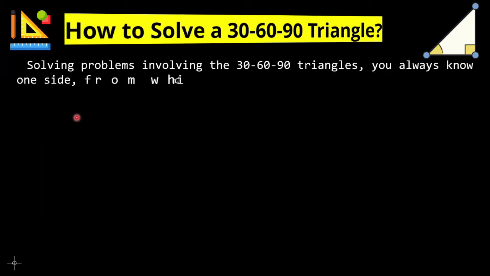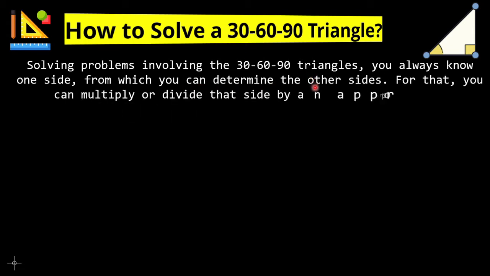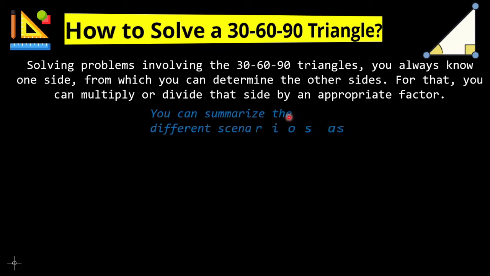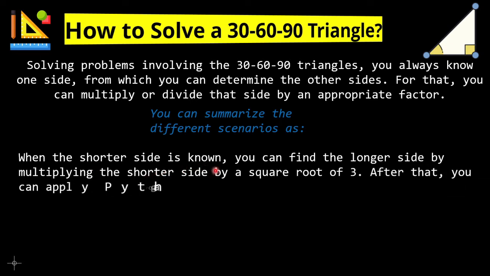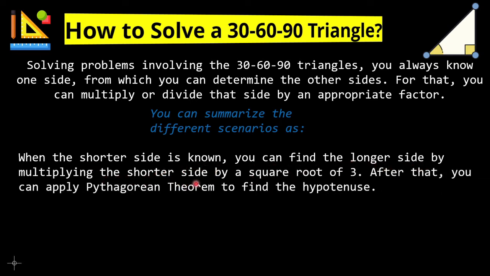Now, solving problem involving 30-60-90 triangles, you always know one side from which you can determine the other sides. For that, you can multiply or divide that side by an appropriate factor. Okay, you can summarize the different scenarios as, oh, ito yung unang scenario. When the shorter side is known, you can find the longer side by multiplying the shorter side by square root of 3. After that, you can apply Pythagorean theorem to find the hypotenuse. In this case, yung Pythagorean theorem, pag ginamit na natin siya, is just to check na lang kung tama yung ating ginawang process dito. Na yung you can find the longer side by multiplying the shorter side by square root of 3.